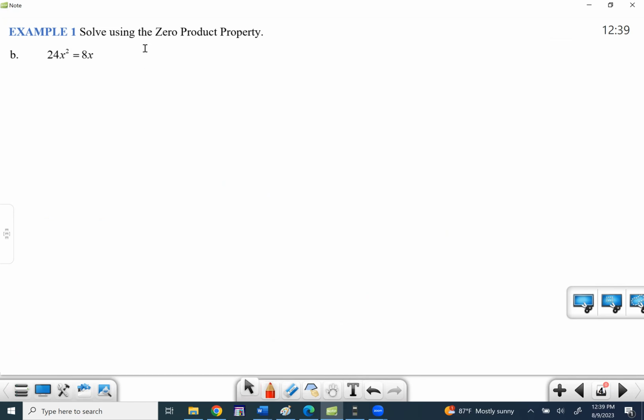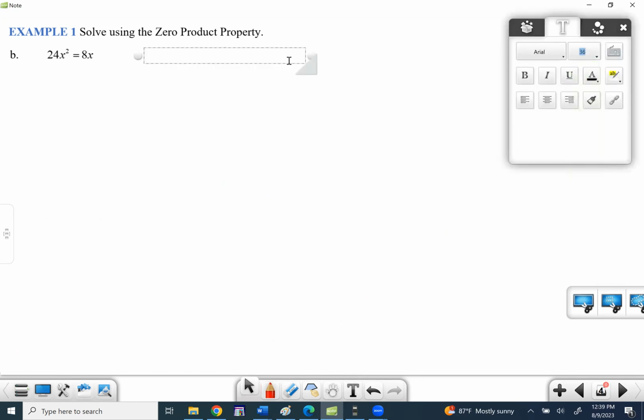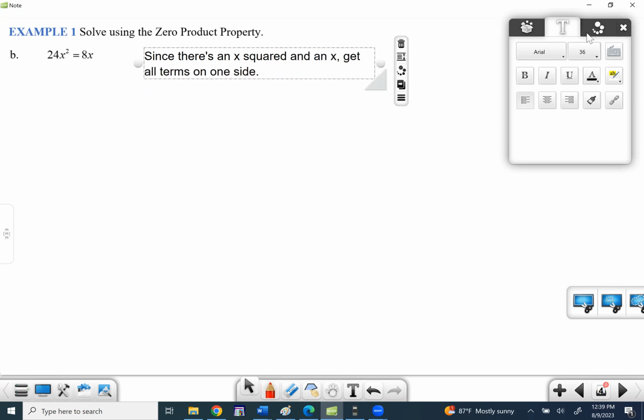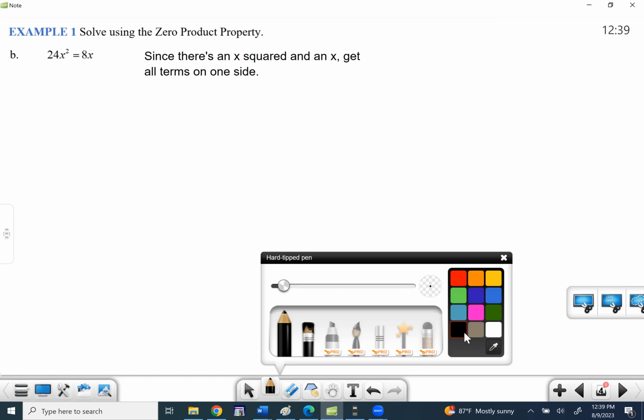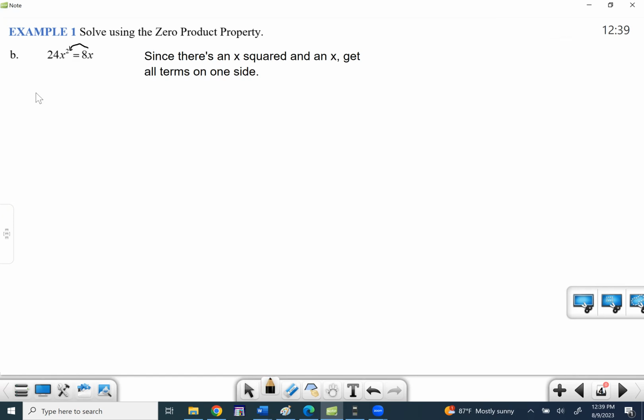Again, we have an x squared and an x. We said any time that you have both an x squared and an x, get all terms on one side. Now get it on the side that's going to keep the squared term positive. So in this case, we will move the 8x over. That way we can keep the squared term positive. So we subtracted it over to the other side. That's why the sign changed on it.